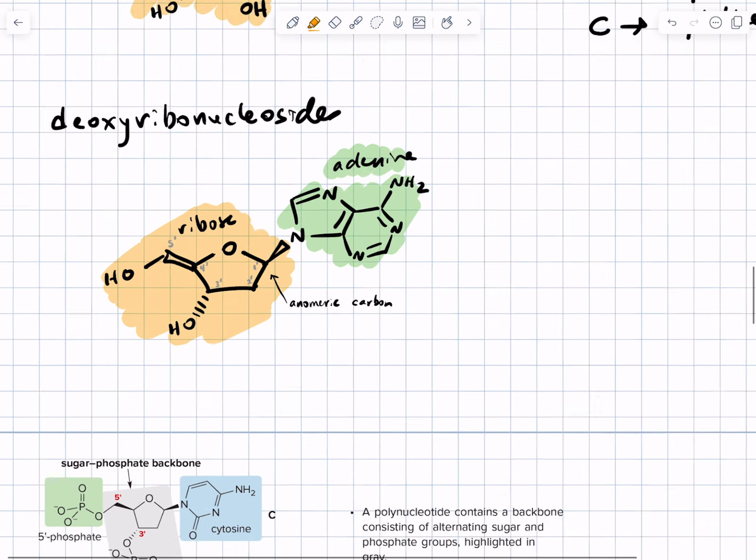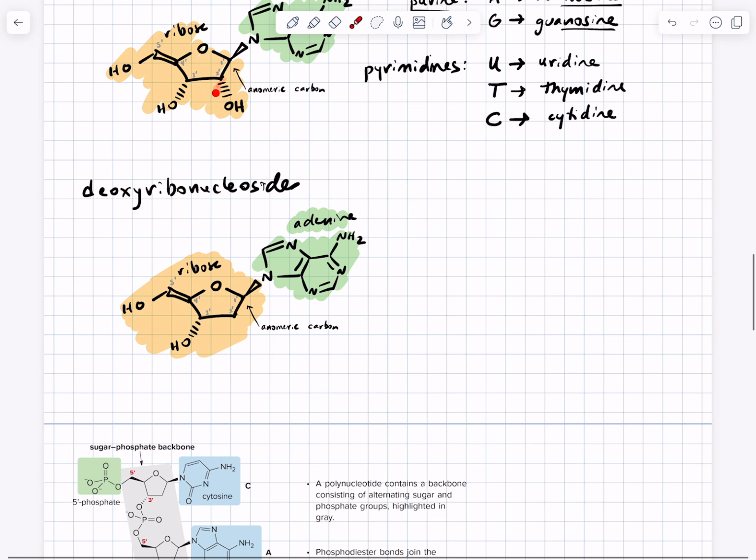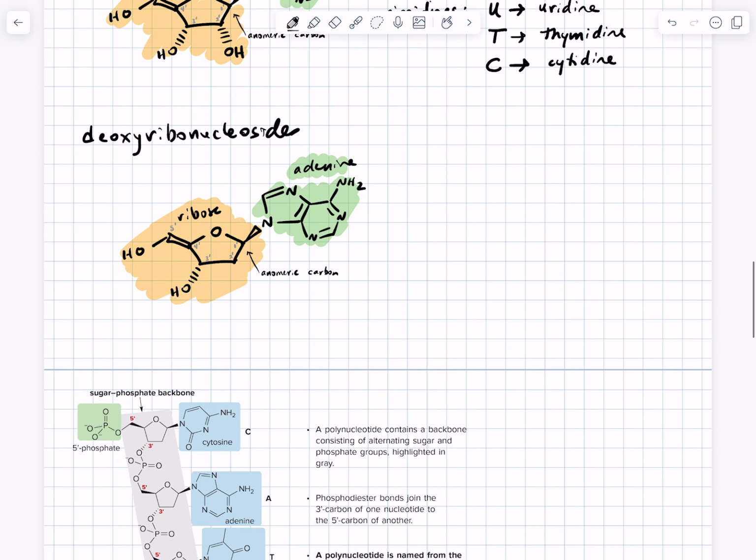And nature actually has to have a way to do that, starting from ribose, getting rid of that OH group. And we're not going to talk about that. It's a reduction reaction. But a deoxyribonucleoside is 2' deoxy, meaning the oxygen is no longer there. 2' deoxyribose plus the base.